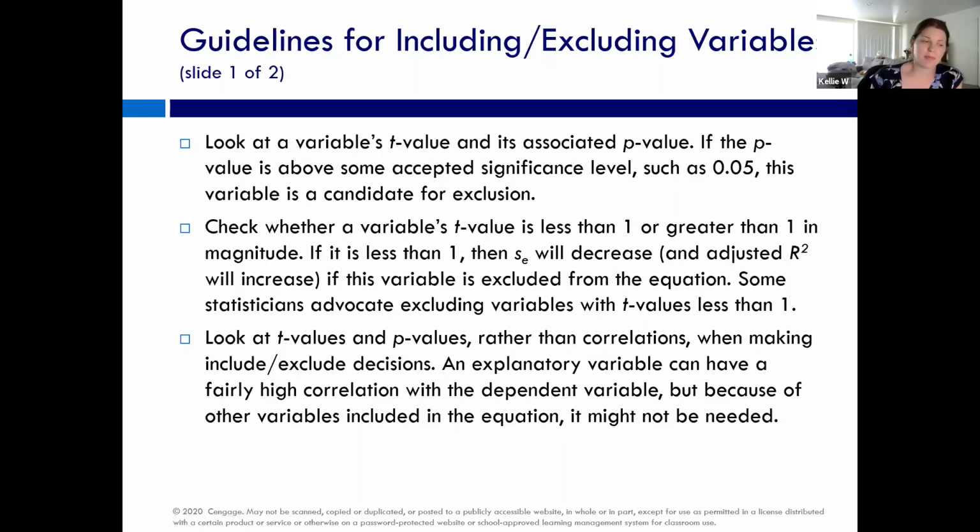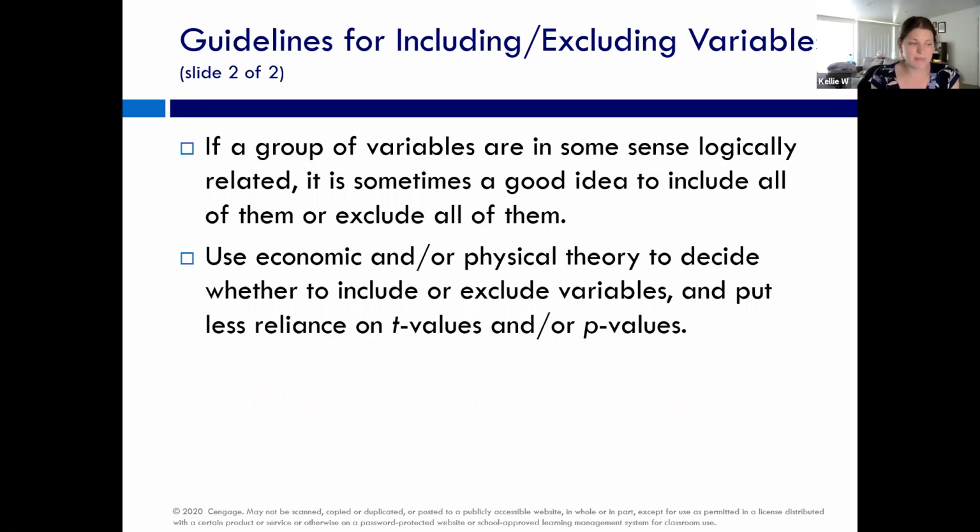For height prediction, though, it probably doesn't matter really which foot you pick. It's going to be left or right. They probably work pretty well, just not when they're together. Look at t-values and p-values rather than correlations when we're making include-exclude decisions. So pick one and then stick with it. An explanatory variable can have a fairly high correlation with a dependent variable, but because of the other variables in the equation, it might not be needed. It's redundant. So left and right foot lengths are just redundant in this case. They're both great predictors, but one of them isn't necessary. That's the whole point of this exercise.